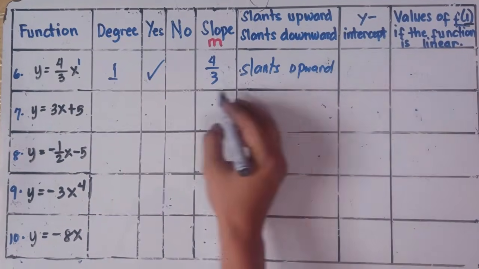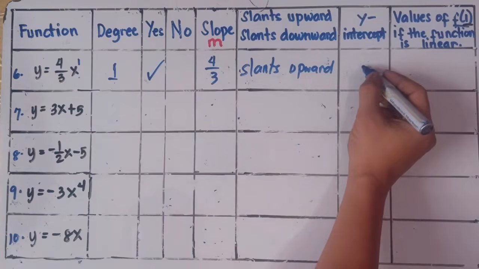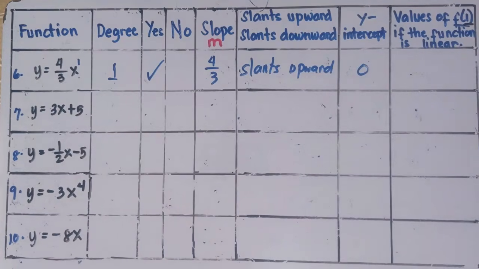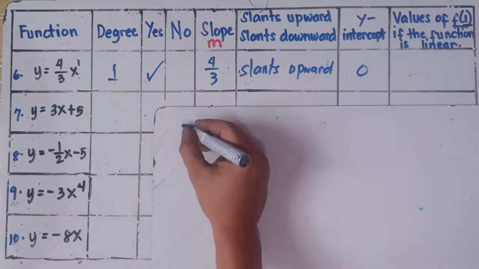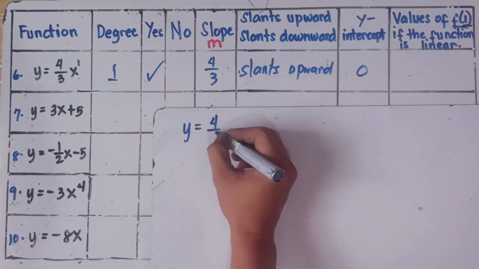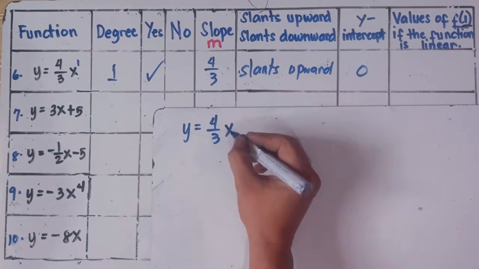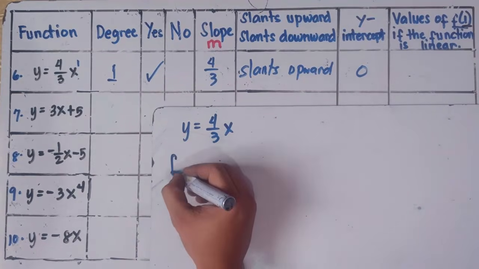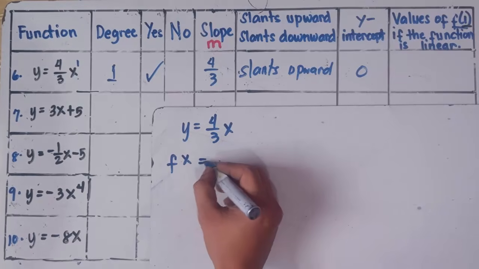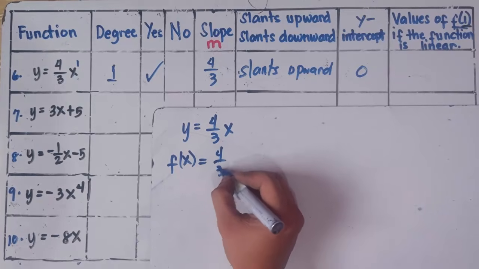Alright, and then the y-intercept, we don't have the y-intercept, so that would be equal to 0. Automatic, class, if you don't have the y-intercept, that would be 0. So since this is a linear function, we solve for this one. So y equals 4 over 3 x. So the value, that would be f sub 1. So we can write this one f of x. F of x equals 4 over 3x.